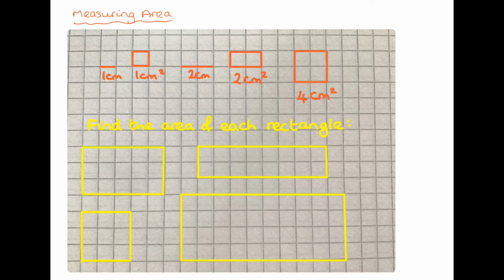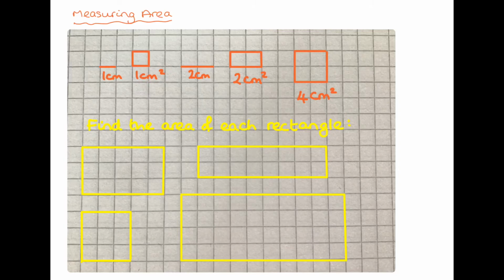So area is the amount of space a flat shape takes up. Area is to do with two-dimensional shapes, not 3D shapes. If we've got a square that's made up of 1 centimetre by 1 centimetre all the way around, then that square takes up the space of 1 square centimetre. And we say square centimetre, not centimetres squared.